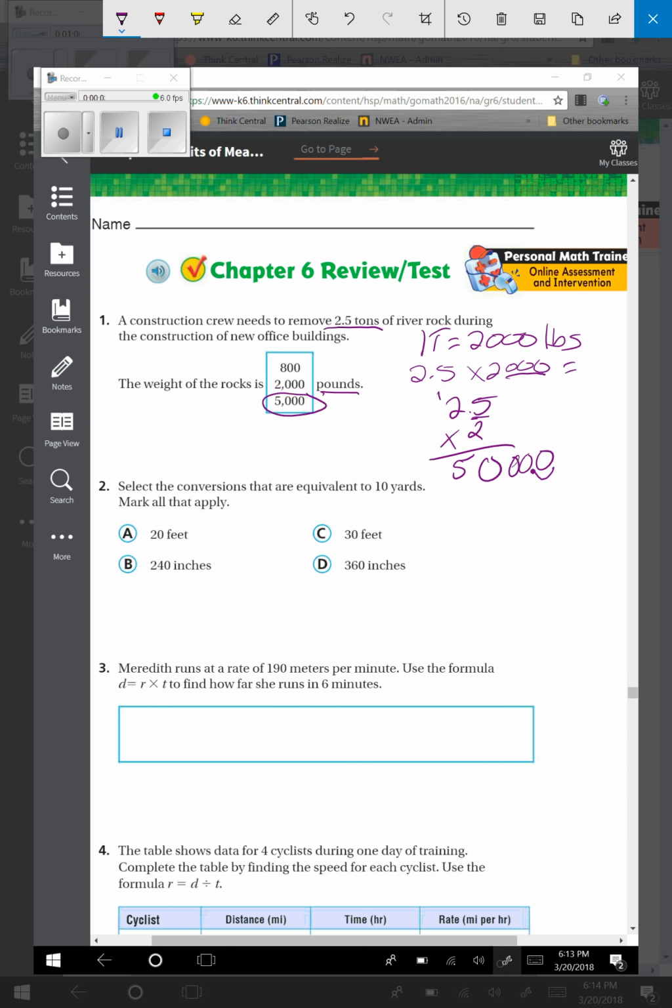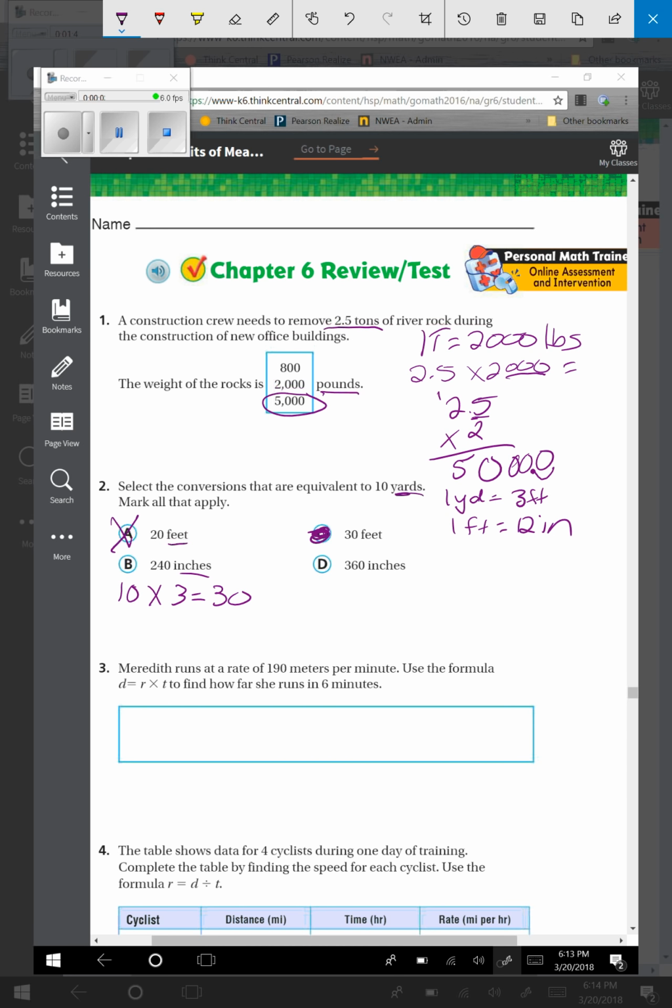Number 2, select the conversions that are equivalent to 10 yards. Mark all that apply. So we know that 1 yard equals 3 feet, and we know that 1 foot equals 12 inches. And that's going to be important because we have feet and inches in here, and we're comparing it to yards. So for the first one, I'm going to think 10 yards into feet. If I take 10 times 3, that's going to give me 30, so it's 30 feet, which means it cannot be A.